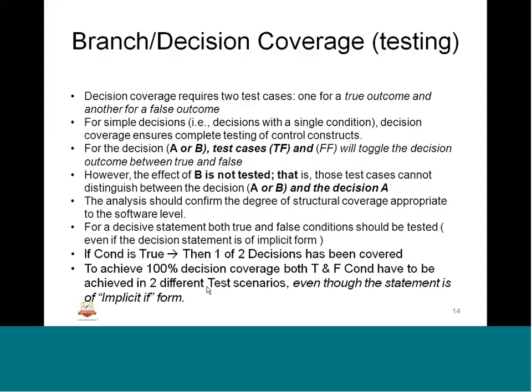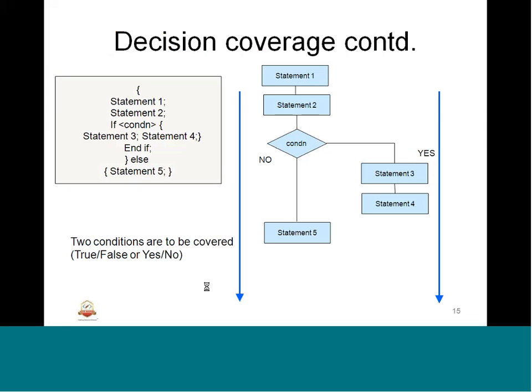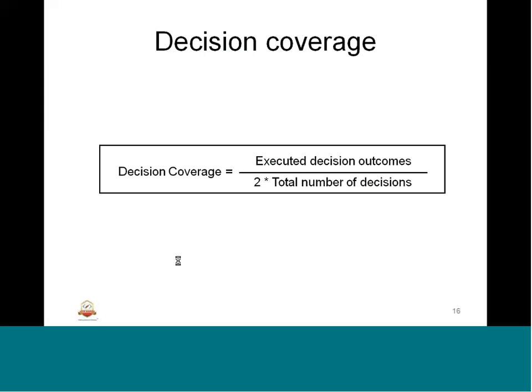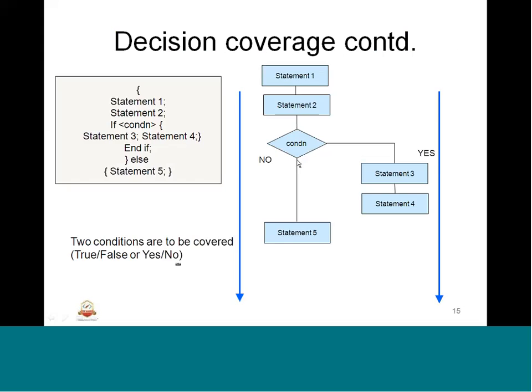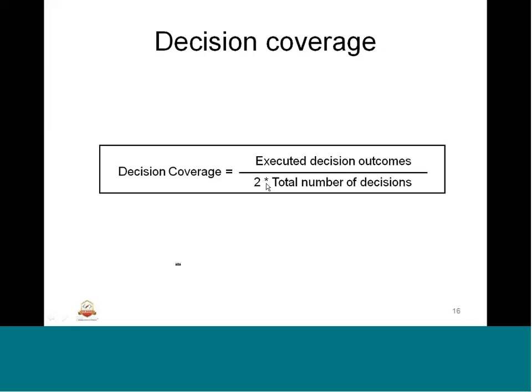Okay, so here in the same example, statements 1, 2, the condition yes will take us to statements 3 and 4, and the condition no will take us to statement 5. So two conditions are to be covered, true and false, or yes and no. Decision coverage is the percentage of executed decision outcomes divided by the total number of decision outcomes, that is 2 out of 2. So there is 2 in the denominator and 2 in the numerator, that will make 100% decision coverage. So that is about decision coverage.